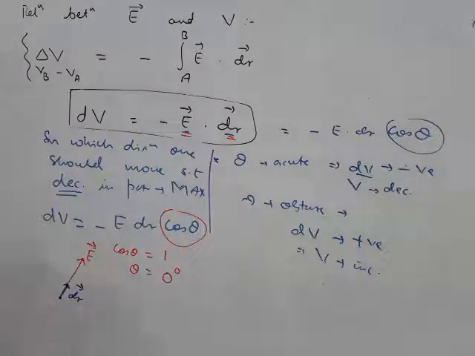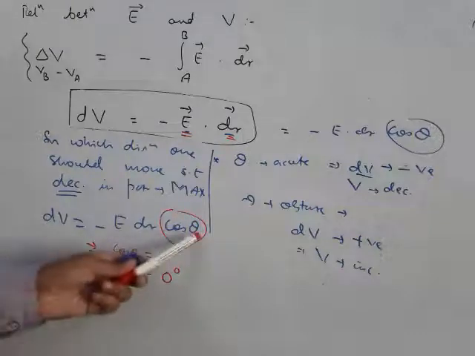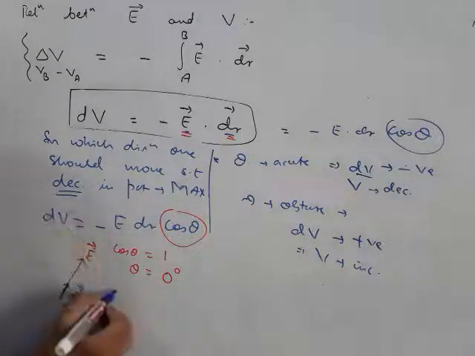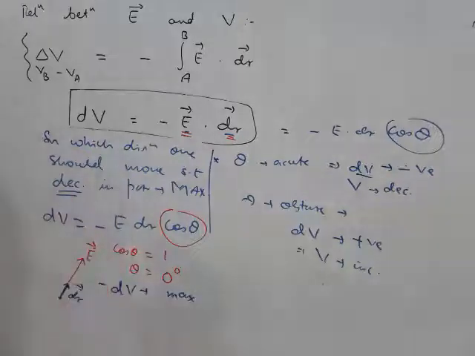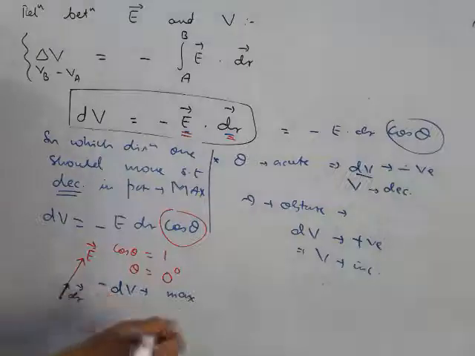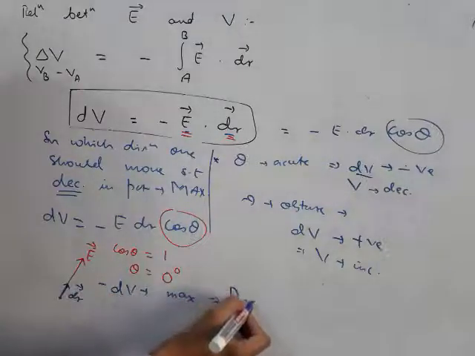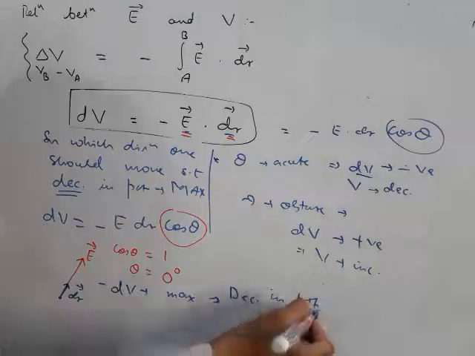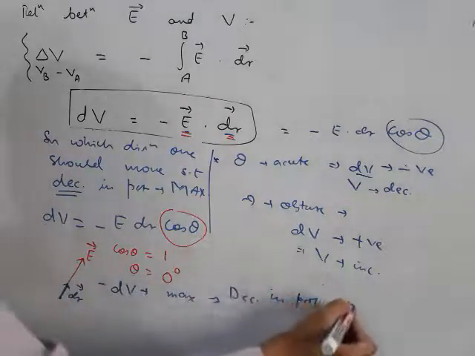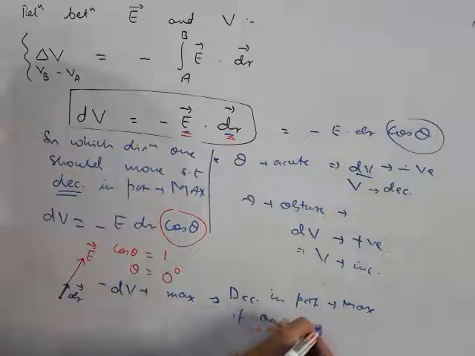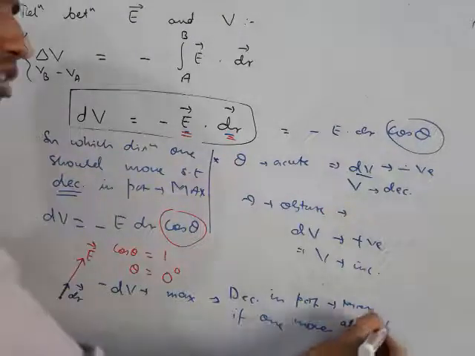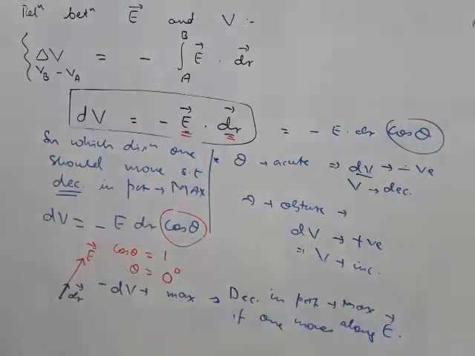In this particular case, theta becomes 0, cos theta becomes 1, and dV becomes most negative or maximum. I can write minus dV becomes maximum. What is minus dV? See, dV is change in potential, minus dV is decrease in potential. So the answer to this question is that decrease in potential will be maximum if one moves along the direction of electric field.